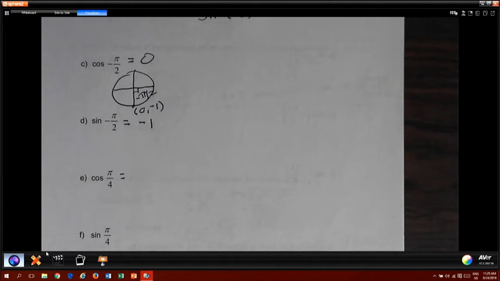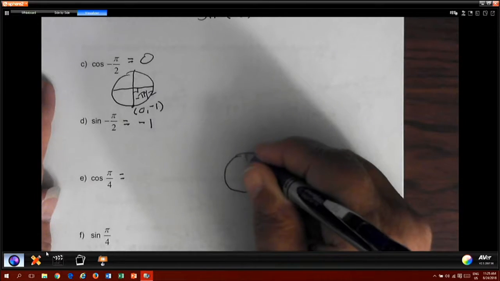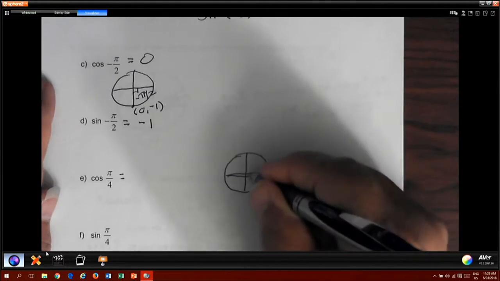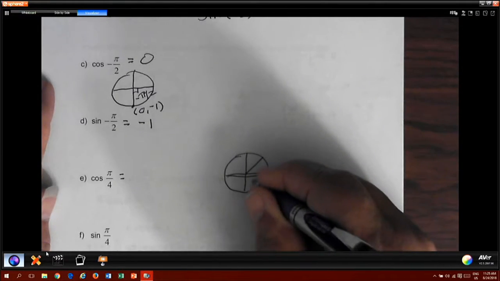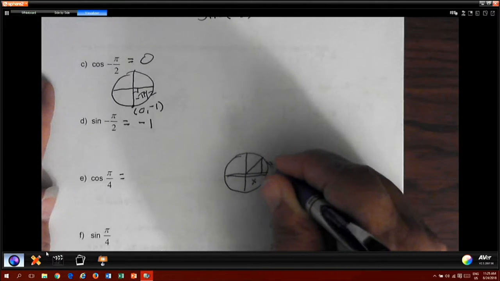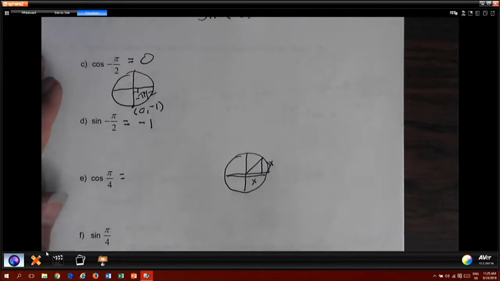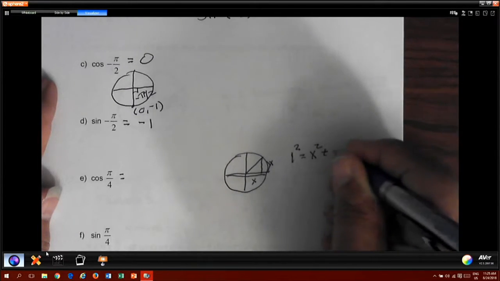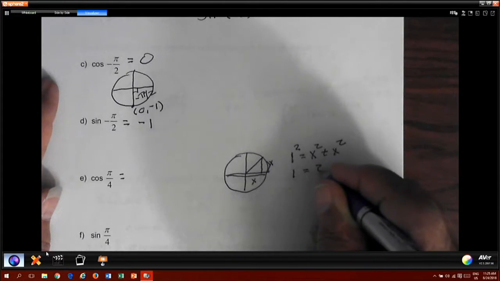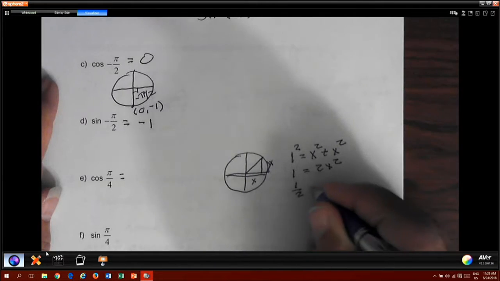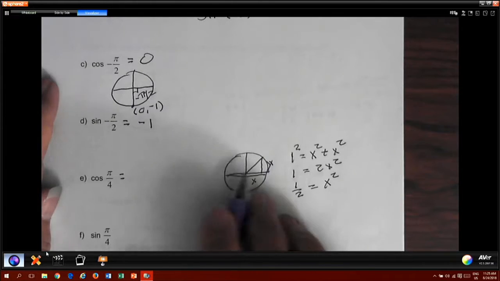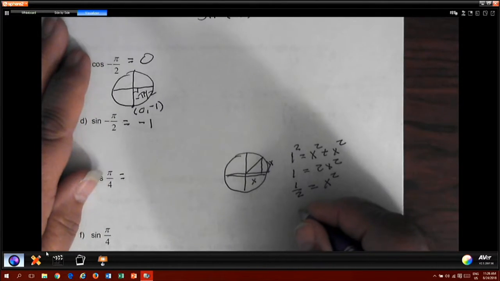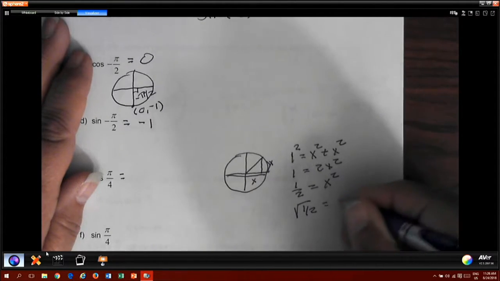Now for pi over 4, that becomes a little different. But what happens with pi over 4, it turns out that the x and y coordinates are the same. So they're the same distance, so we can look at it as 1 squared equals x squared plus x squared. So 1 equals 2x squared. 1/2 equals x squared. Because this is a positive, then square root of 1/2 equals x.